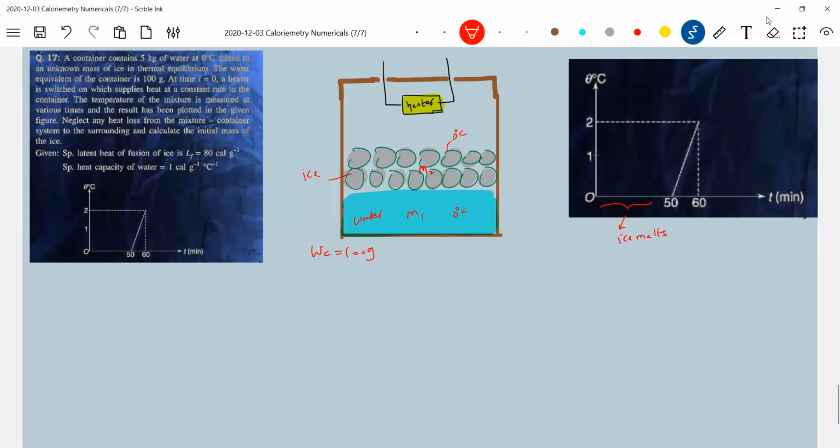So I'll start with simple. We know Q equals m2 LF. The heater will supply heat continuously. So dQ by dt should be equal to... what do you mean by dm2 by dt? The rate at which ice melts.